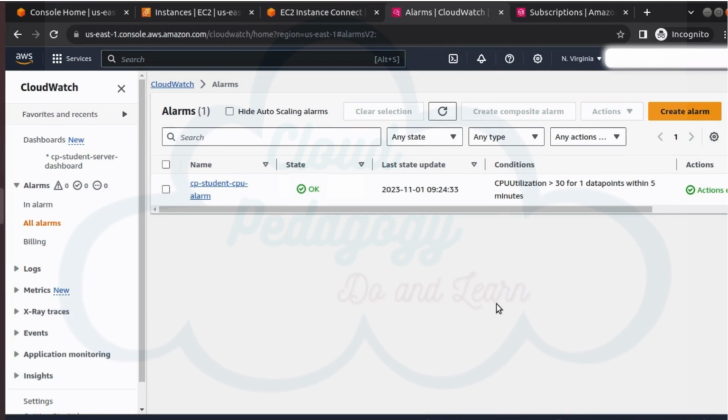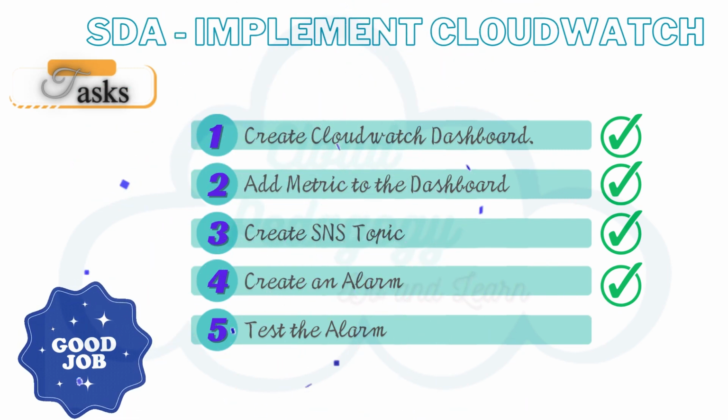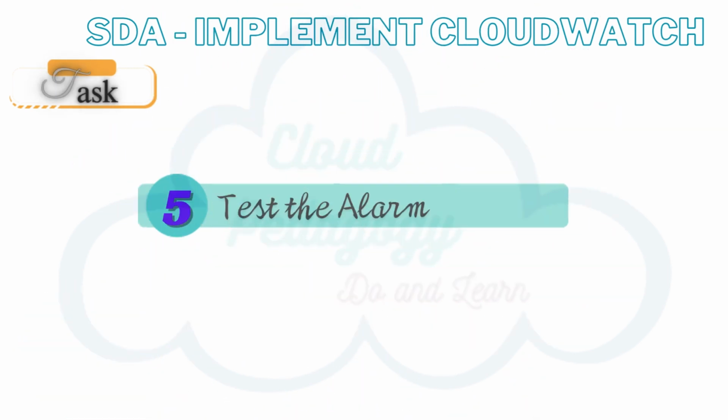Alright, so what we have done now is we have created a dashboard that is monitoring the CPU utilization of our instance, and we have created a CloudWatch alarm that will send out an email using Amazon SNS when the metric crosses the threshold. Congratulations, you have done the task successfully. In the next task, we will test this alarm by increasing CPU load on the EC2 instance.